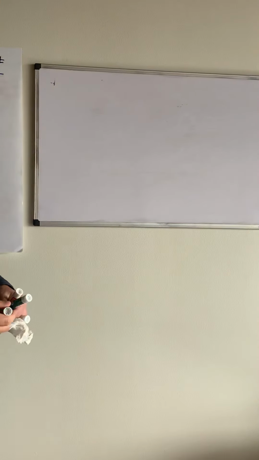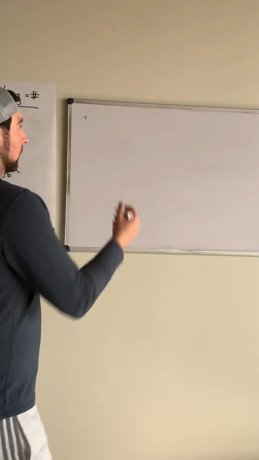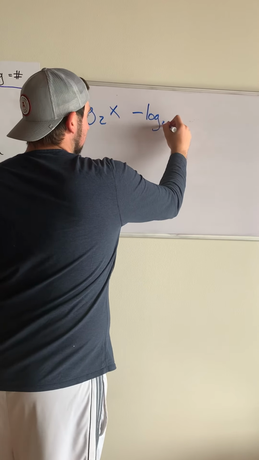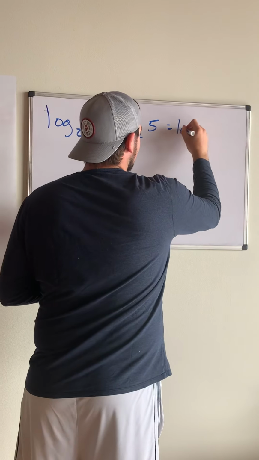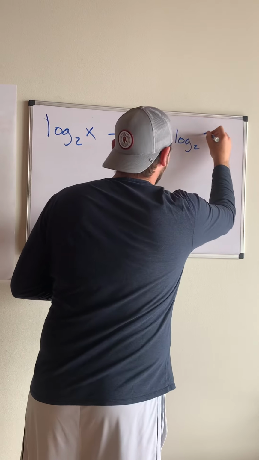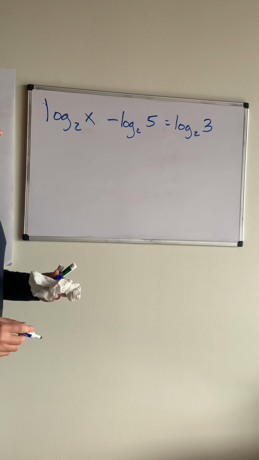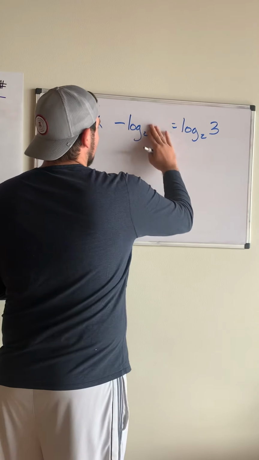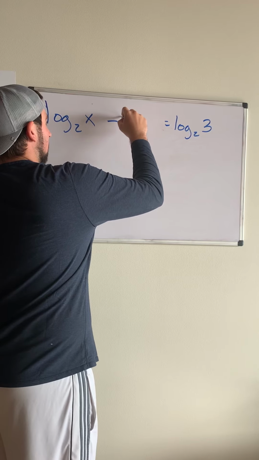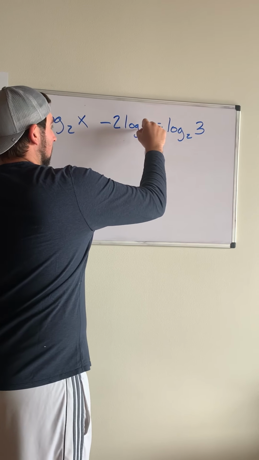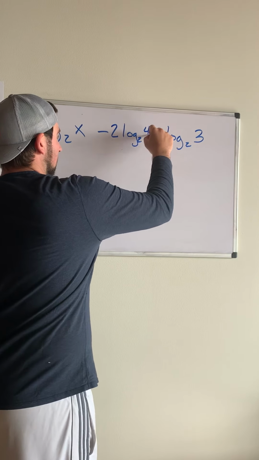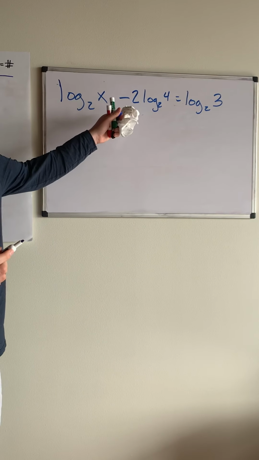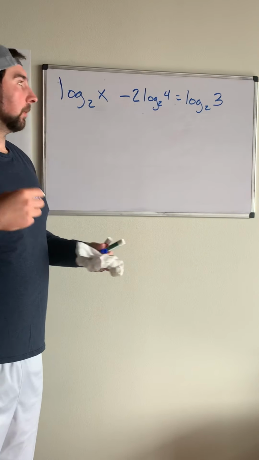So this next one is more like what you're going to see on the worksheet. Okay, I have log base 2 of x minus log base 2 of 5 equals log base 2 of 3. Okay, so now we have to, oh, I messed that up. Okay, that's better. So I have log base 2 of x minus 2 log base 2 of 4 equals log base 2 of 3.